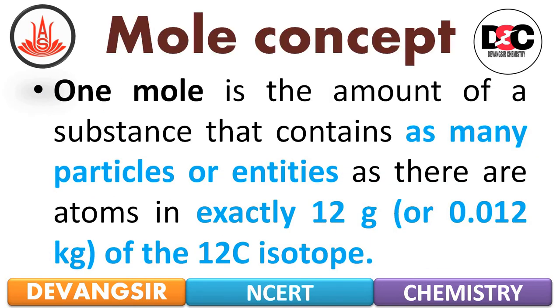Now what is 1 mole? They give the definition: 1 mole is the amount of substance that contains as many particles or entities as there are atoms in exactly 12 gram of the carbon-12 isotope.